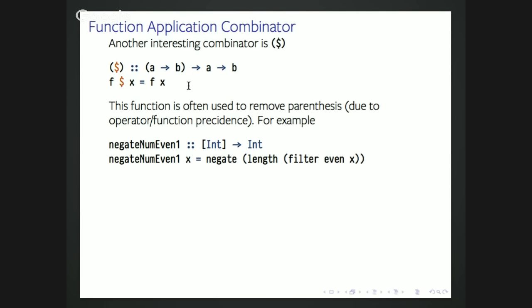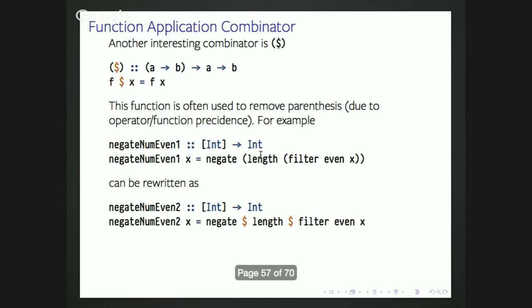So if I want to negate the number, what am I doing? Negate, num even 1, negate. So I'm going to filter the list for even numbers, then I'm going to take its length, and then I'm going to negate that value, because that's something I want to do very often. This is a little bit weird because I'm reading it from right to left anyway, which kind of happens in a lot of programming languages. But then I got a lot of these parens in here.